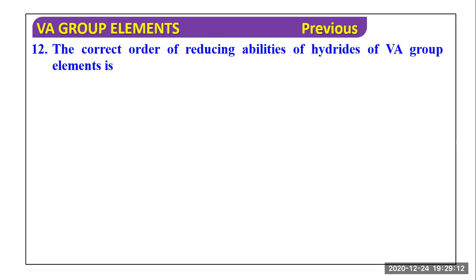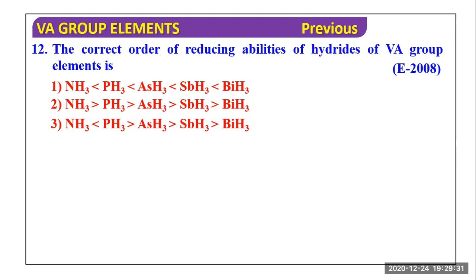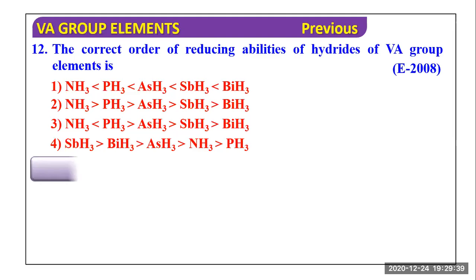The correct order of reducing abilities of hydride of group 15 elements is, which one is this? Option A, ammonia, phosphine, arsine, stibine and bismuth hydride. Option 2, ammonia greater than phosphine, arsine, stibine and bismuth hydride. And option 3 is there. Option 4 is there. So which one is the correct?